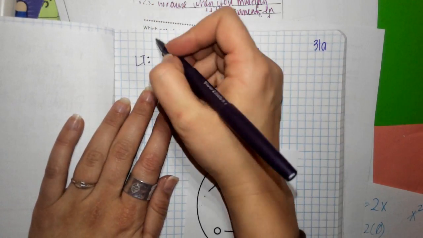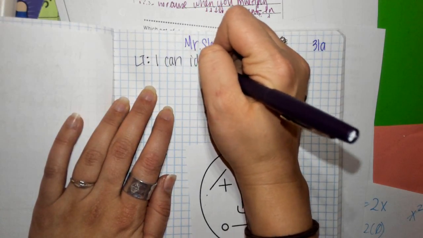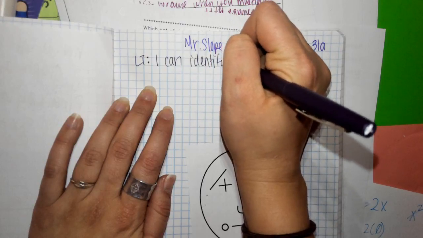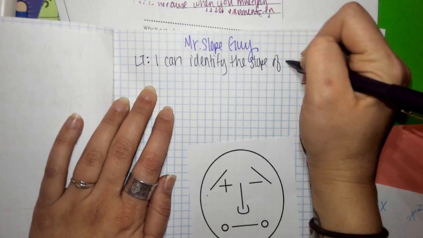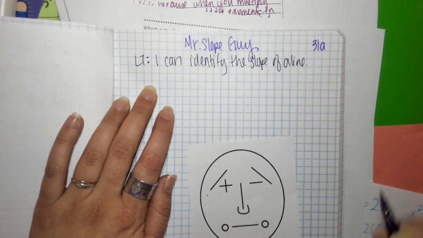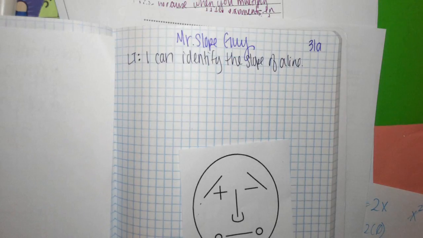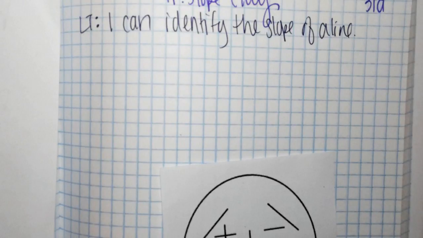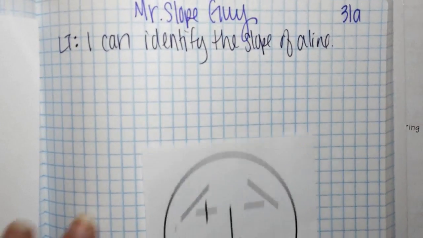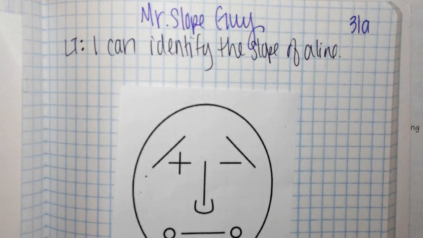The learning target for today says I can identify the slope of a line. So that's what we're going to be doing today. We're going to be identifying the slope of lines. And we're going to do it with Mr. Slope Guy, which is this face that we have. And if you want to trim him up so that he can fit neatly in here, do that. And we're also going to find the slope of our name.